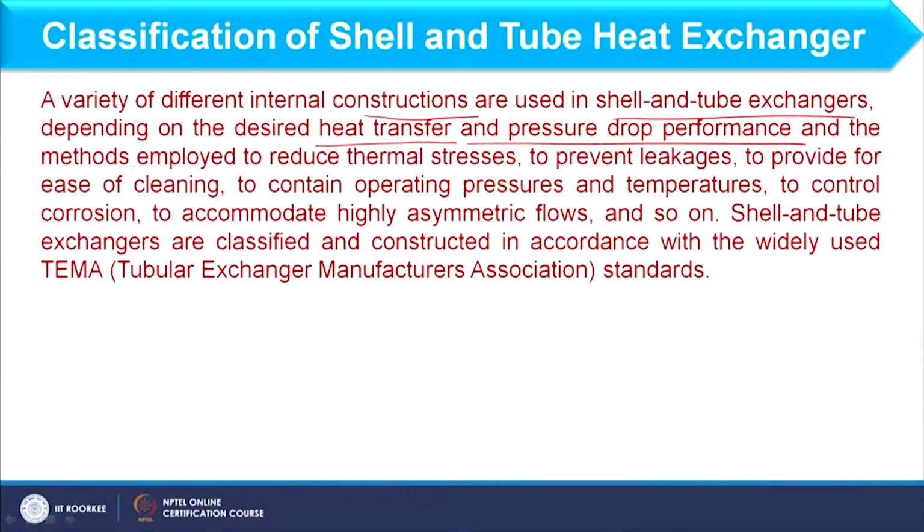And there are methods employed to reduce thermal stresses, to prevent leakages, to provide ease of cleaning, to contain operating pressures as well as temperature, to control corrosion, to accommodate highly asymmetric flow and so on. So, you can see the number of factors that shell and tube heat exchanger is very flexible to accommodate. We can understand the utility of shell and tube heat exchanger is very wide, and why it is so.